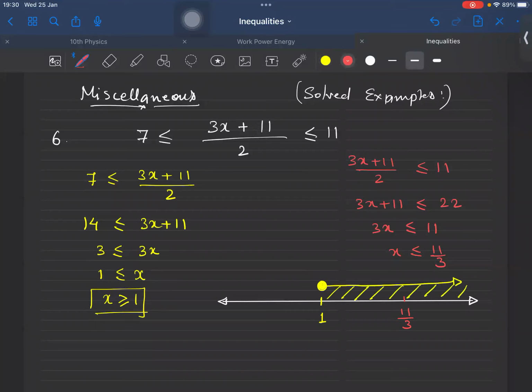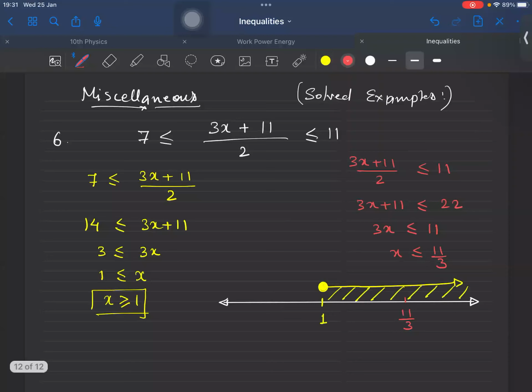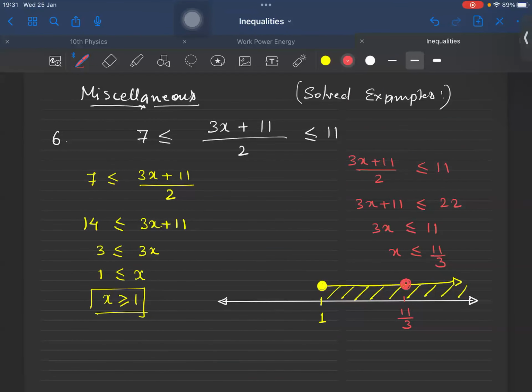From the second one, we are getting x lesser than or equal to 11 by 3. That means the equality sign is there again, so we use a dark solid circle, and for lesser than, all the values on this side. Now what is the common part that we are getting? This is the common part, right? So the possible solutions are x belongs to 1 to 11 by 3, both closed interval, because we are taking the values of 1 and 11 by 3. Understood? Similarly, you can solve all the problems. It's really, really easy.